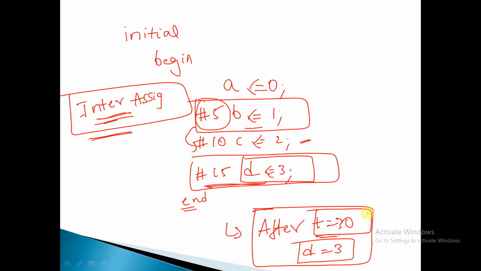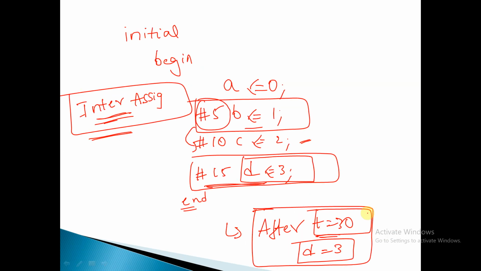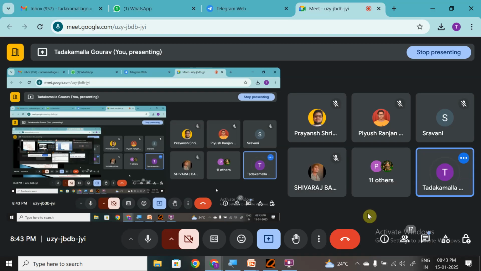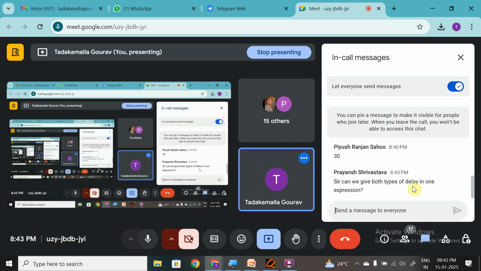So if you are using inter assignment delay, whether it is a blocking assignment or a non-blocking assignment, your delay is going to get added. Every statement is going to get blocked, whether blocking or non-blocking assignment, if you are using an inter assignment delay. Is it clear up to here? Yes, everyone, is it clear?